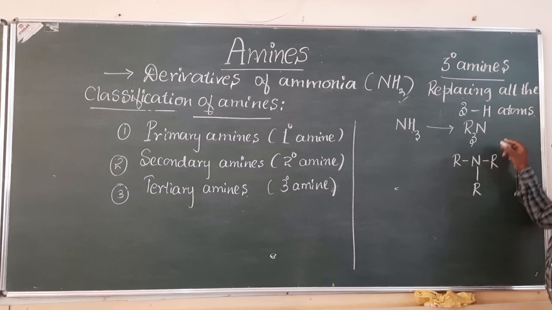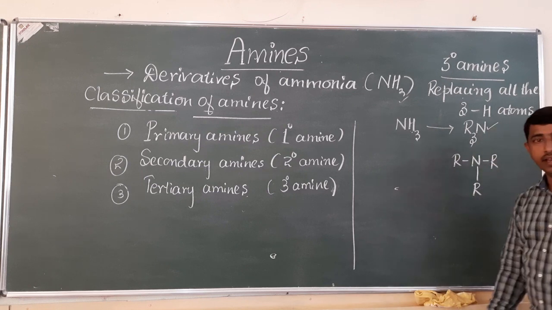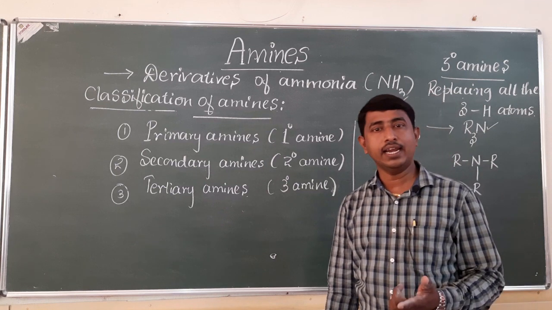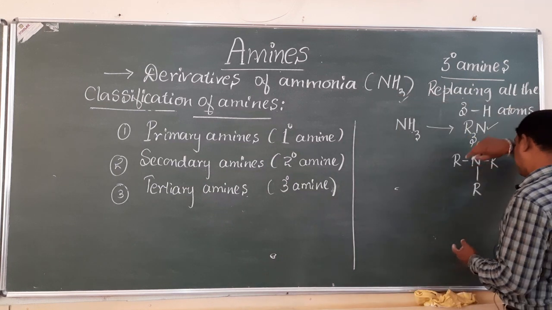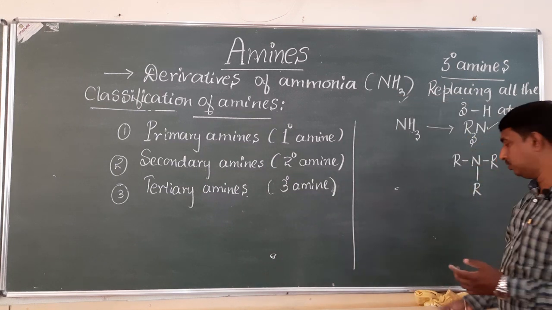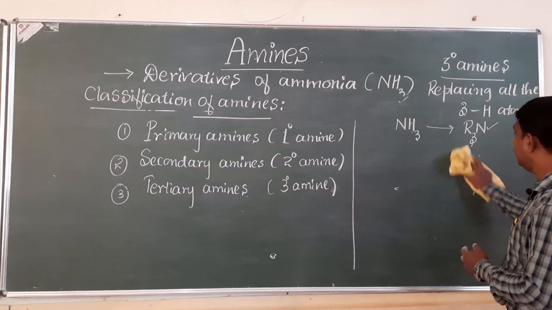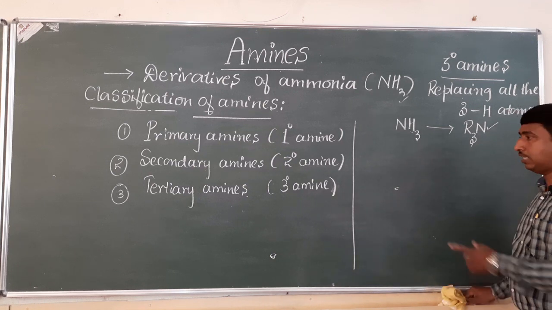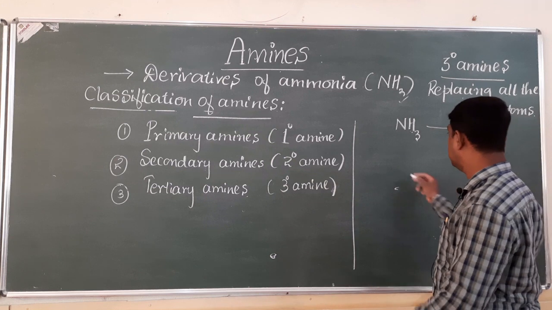Functional group of tertiary amine is N. Primary amine is NH2. Secondary amine is NH. Tertiary amine is N. We shall give some examples for this type of amine, that is tertiary amine.